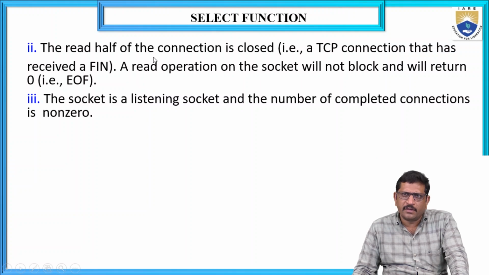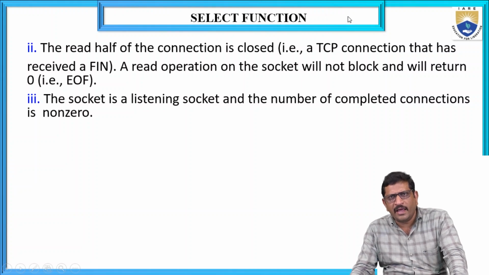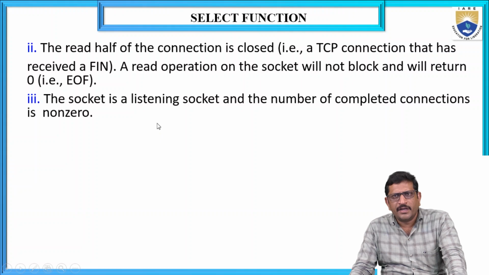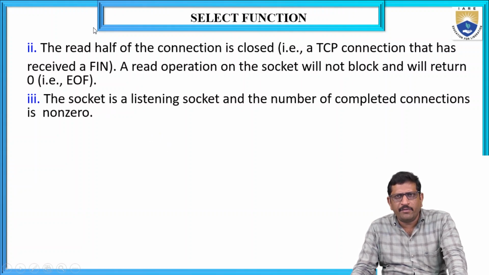A read operation on the socket will not block and will return 0. If it is final, that means data is being read effectively, and data is transmitted effectively from the primary device to the secondary device. Now it will be considered as 0 or 1. It will be considered as final. Finally, the data transmission is completed.